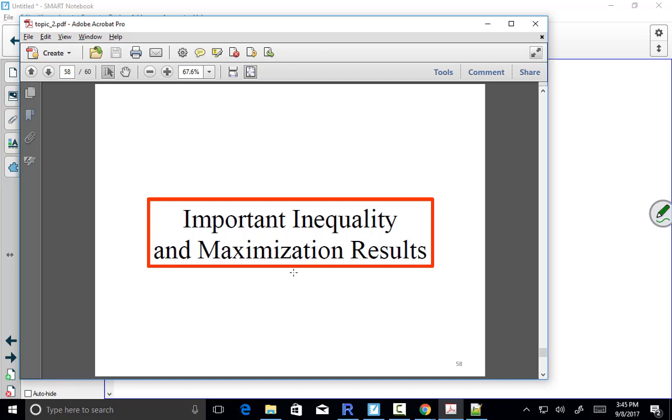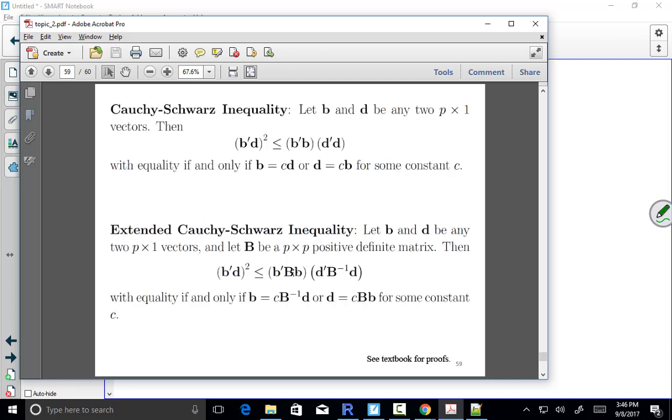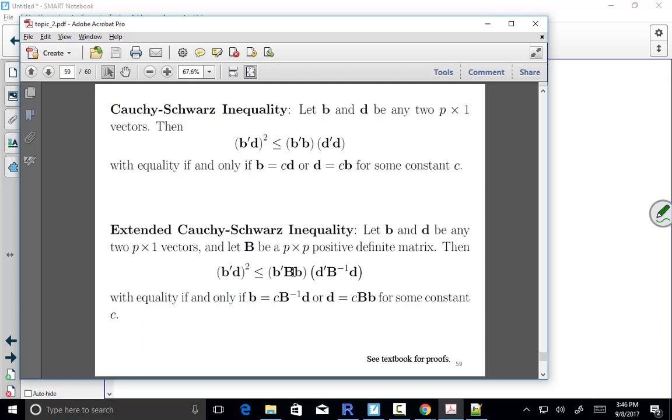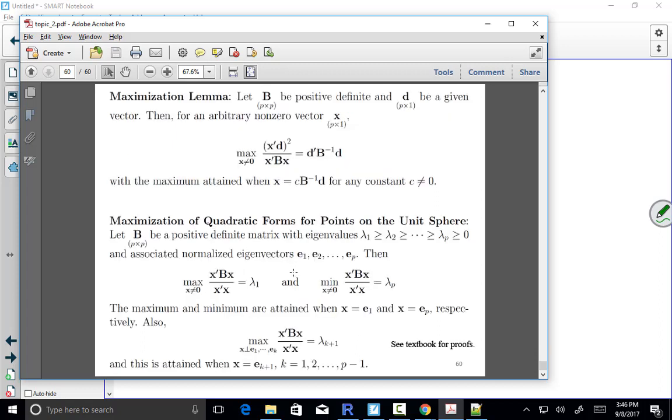Okay, that's all the lecturing I'll do. In case you're mathematically inclined, I'll point out that at the very end of these slides are a couple of slides of important inequality and maximization results. So the Cauchy-Schwarz inequality, if you're going to go to graduate school, you'll see that for sure. The extended Cauchy-Schwarz is a slightly more general version. And then a couple of maximization lemmas that look gnarly, and it's hard to see how they could possibly have any application, but they'll pop up in your textbook in a couple of key places.